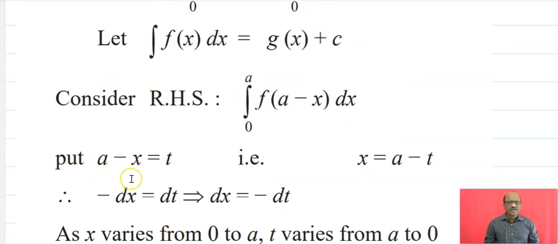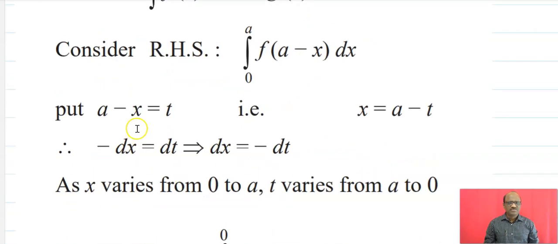Now put a minus x equals t, that is, x equals a minus t. Differentiate again. The derivative of a is 0 because it is a constant. The derivative of minus x is minus dx, and of t is dt. Therefore, dx equals minus dt.